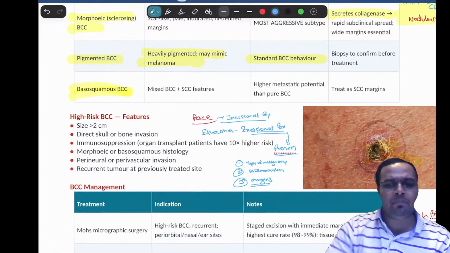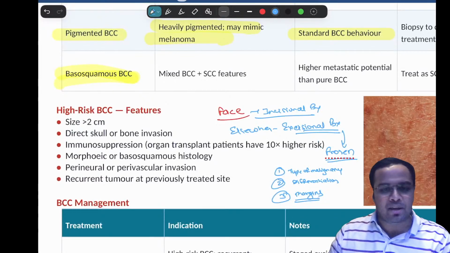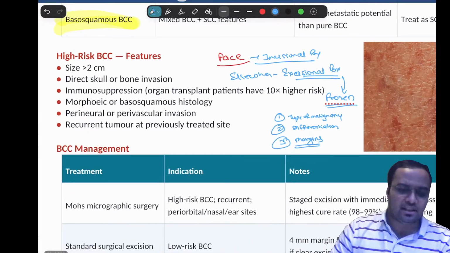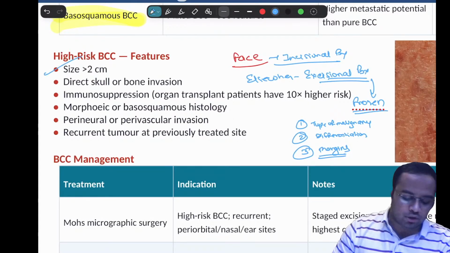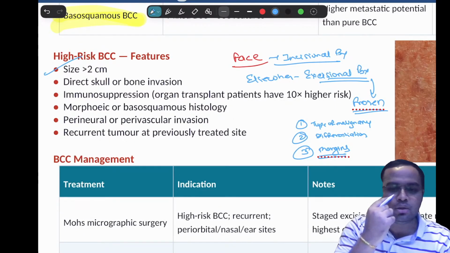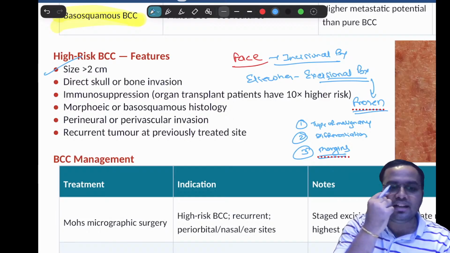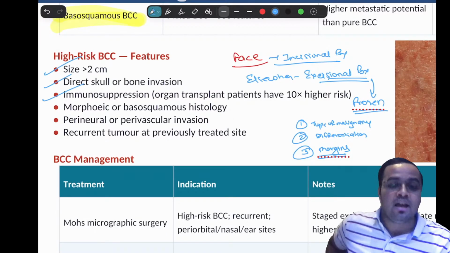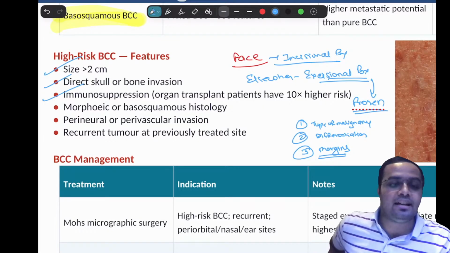So on what basis is the pathologist going to tell you if the patient has high risk features? How are you going to check? If the size is more than 2 centimeters, or if it is directly involving any bone, for example if it is present over your cheek and directly fixed to the underlying zygomatic bone, it is a high risk feature. If the patient is on immunosuppression, we are going to talk about transplant related malignancies.